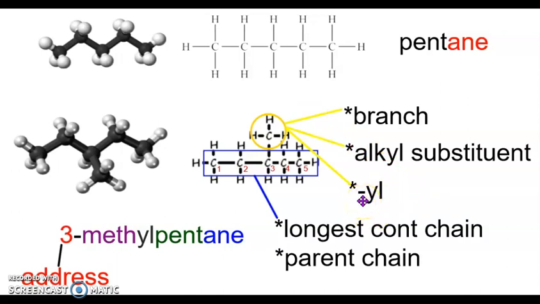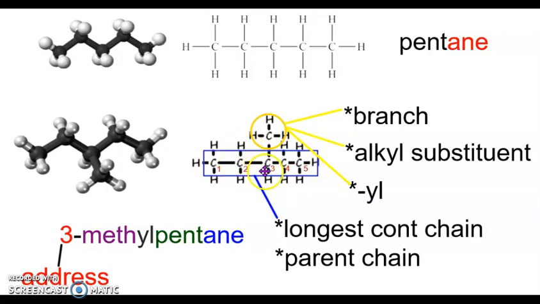So what we have to do is identify the longest continuous chain, and I've put it in a blue block. The longest continuous chain is called the parent chain, and that would be pentane, because we've got 1, 2, 3, 4, 5 carbons, pent, and it's all got single bonds, so it's an ane. Now I have to number my carbons, and on the next slide I'll explain in more detail how to number the carbons.